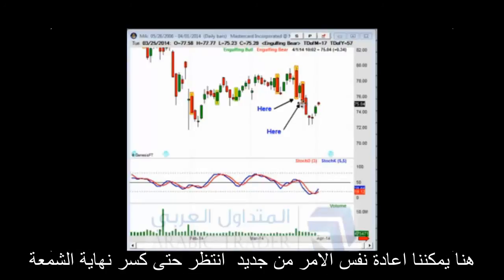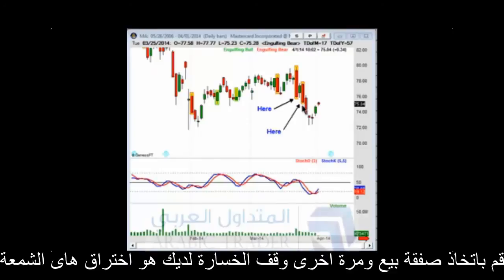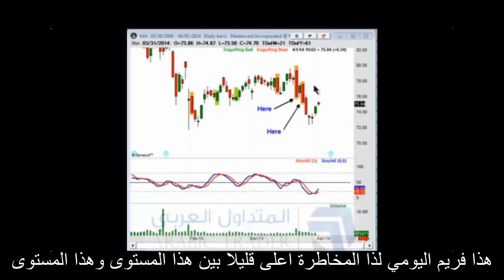Here we could do the same thing again. Wait for that low of the candle to give way, take your short position, and again, the high of the candle is going to be your initial protective stop. Now, this is a daily price chart, so there's a lot of risk between this low and this low.